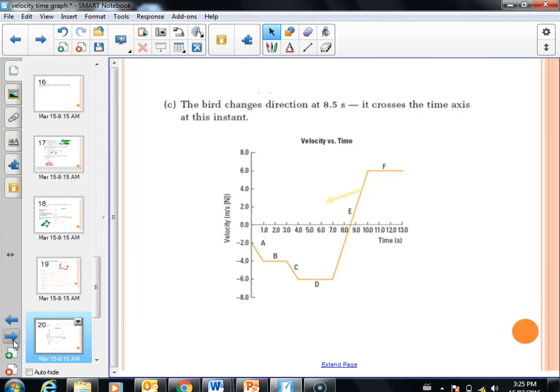And the last question it asked was about when does the bird change direction? It changes direction right here at 8.5 when it crosses the timeline from south to north.